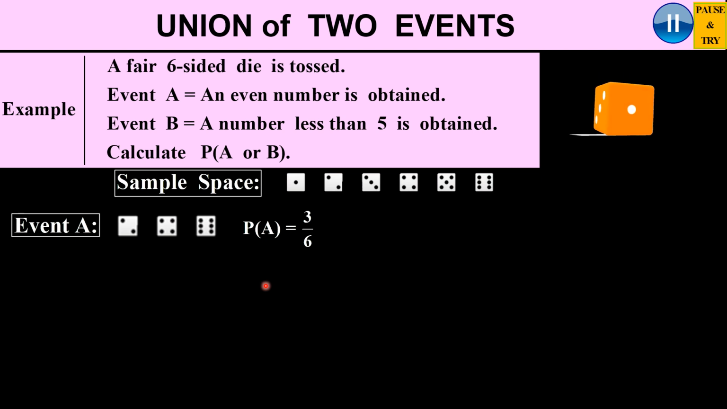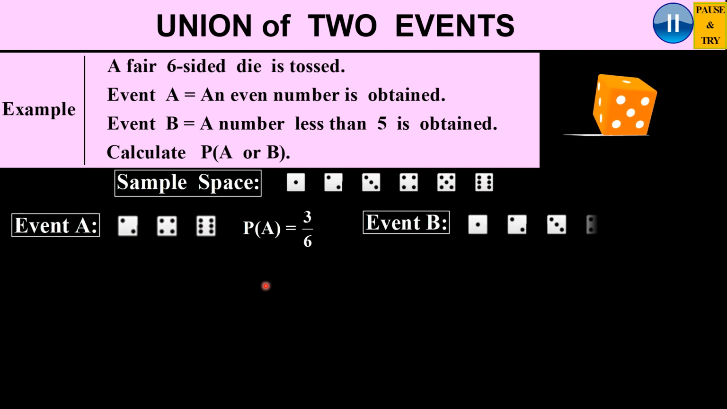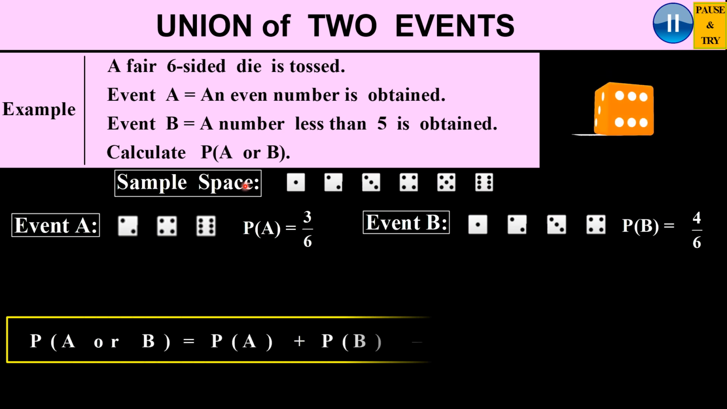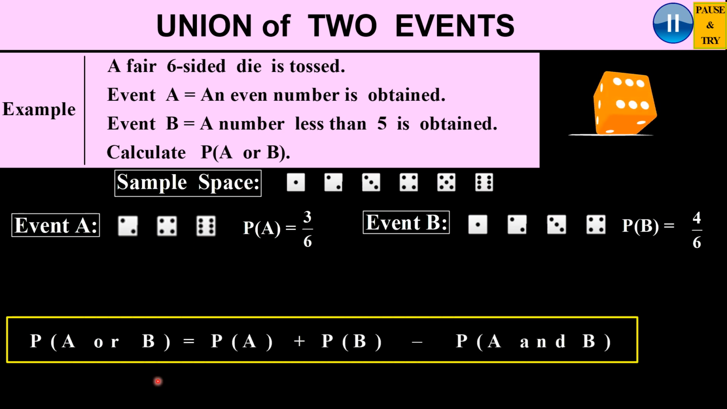Let's look at event B. A number less than 5 is obtained. Which are the numbers less than 5? 1, 2, 3, 4. So the probability of B would be 4 over 6 or 2 over 3. We want to calculate the probability of A or B, so we will use the addition rule. There we have the addition rule.